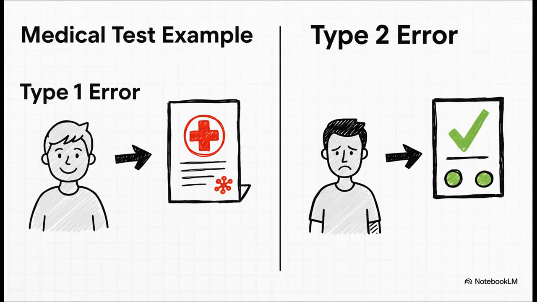Let's make this real again with our medical scenario, because this is where it really clicks. A type 1 error, that's the false positive, means telling a perfectly healthy person that they have a disease. A type 2 error, the false negative, is telling someone who is actually sick that they're totally fine. Yeah, you can see right away how both of those mistakes are a really big deal.